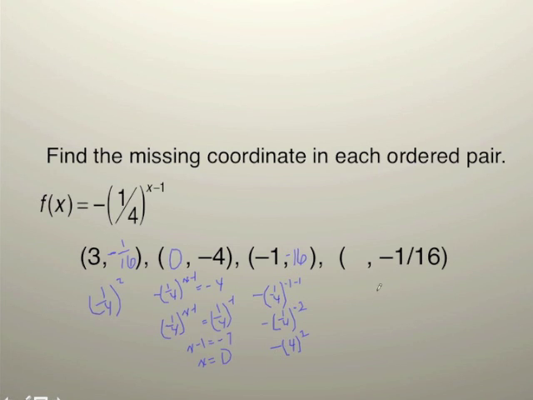Negative 1/16, so negative of 1/4 to the x minus 1 equals negative 1/16. That would be 1/4 the quantity squared equals 1/4 to the x minus 1. So x minus 1 equals 2, and x equals 3.